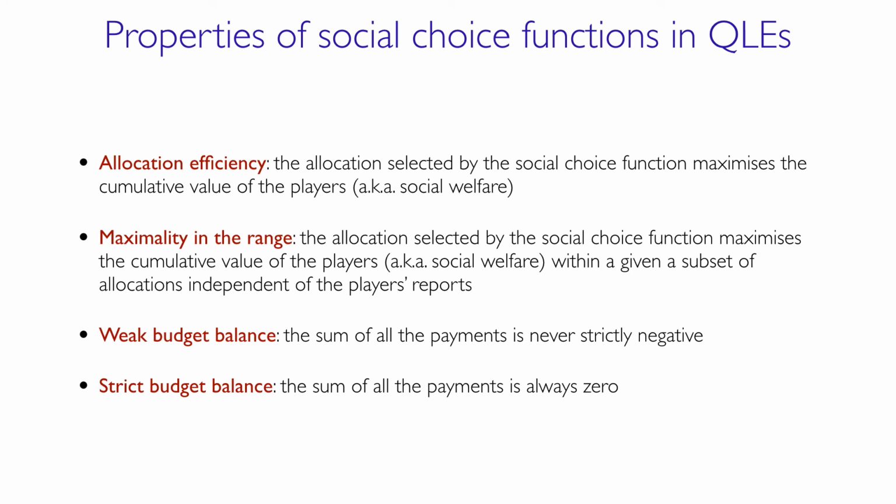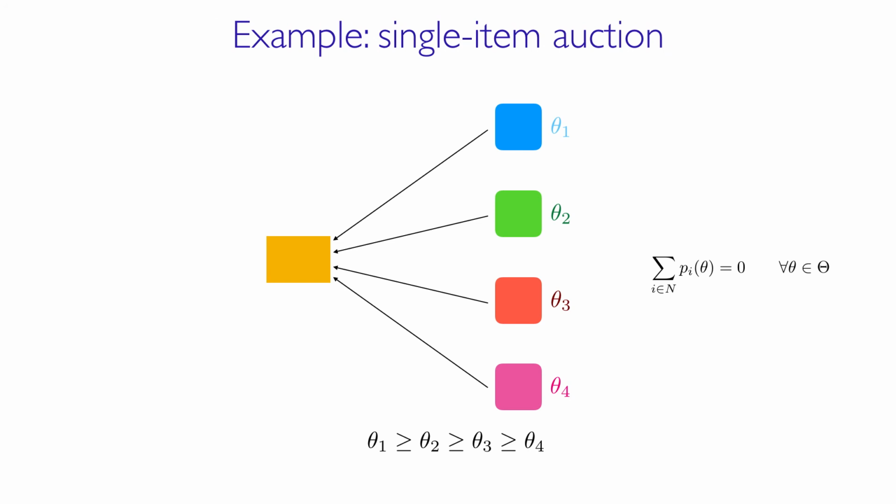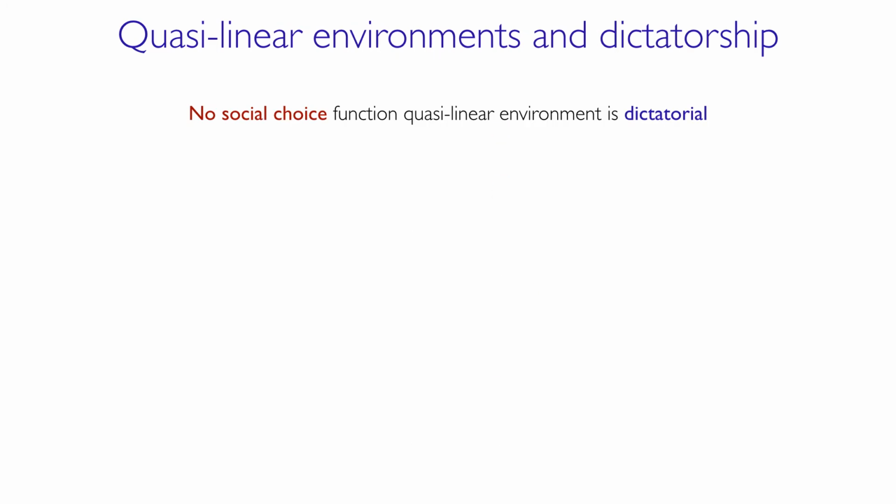The last property is strict budget balance. In this case, the sum of the payments must be equal to 0. Here the case of the single item auction. So the only difference is that here we do not have larger than or equal to 0, but we have only equal to 0.